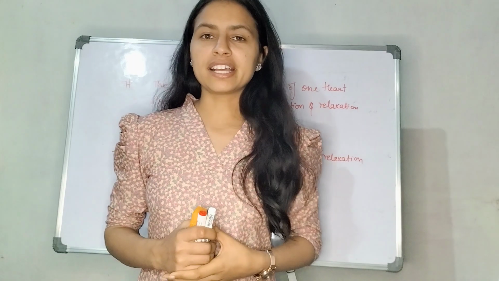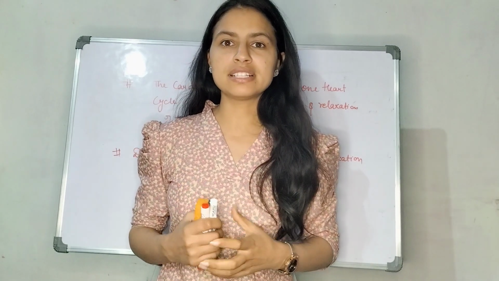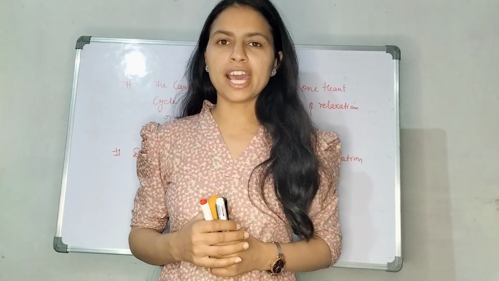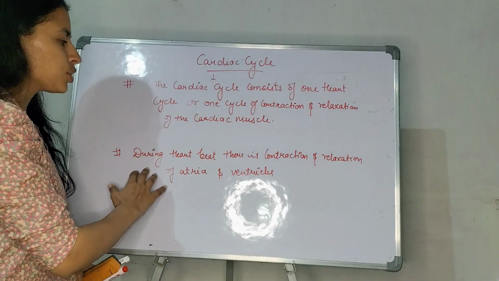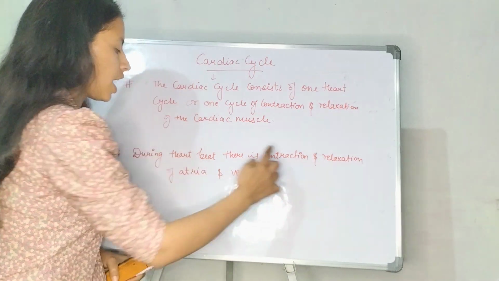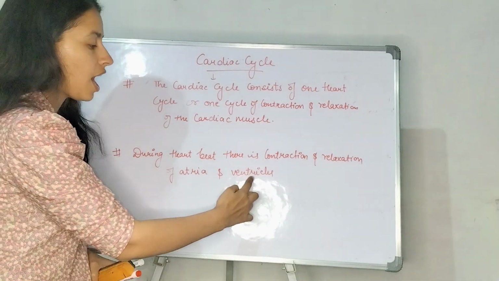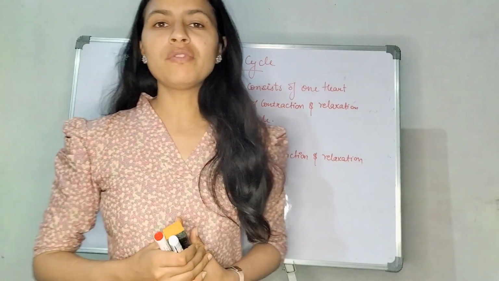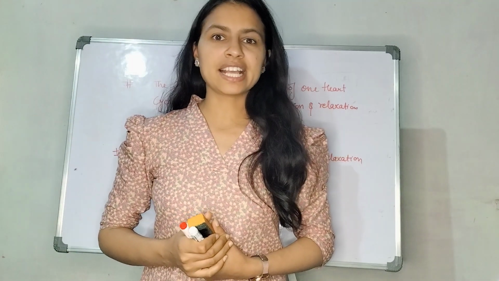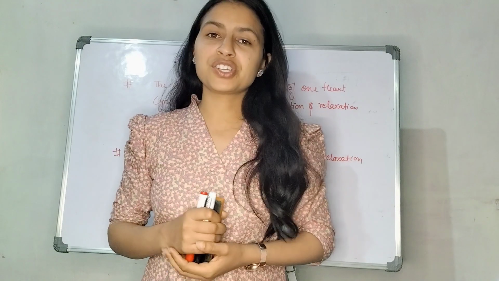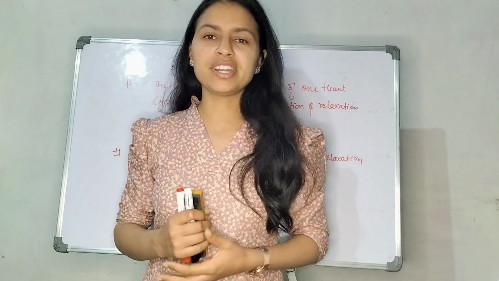Simply, in the cardiac cycle, our heart's cardiac muscles contract and relax. So during a heartbeat, there is a contraction and relaxation of our atria and ventricles. In simple words, that is how we define the cardiac cycle: a contraction and relaxation of our atria and ventricles.